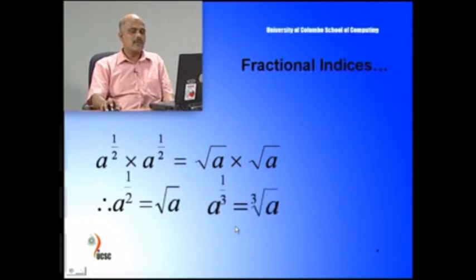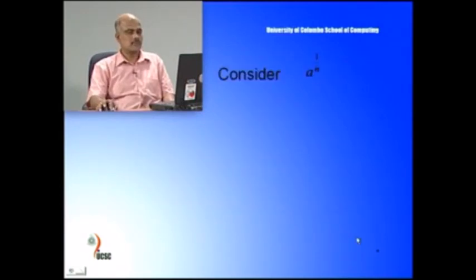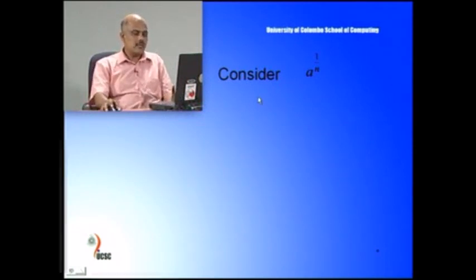So, similarly, we can interpret a to the power 1 upon 3, which is the third root of a and also called cube root of a. So, we can generalize that a to the power 1 upon n is the nth root of a. Right. So, now we have looked at the special type of fraction, that is 1 upon n. Now, to generalize this to any fraction, consider again the nth root of a.